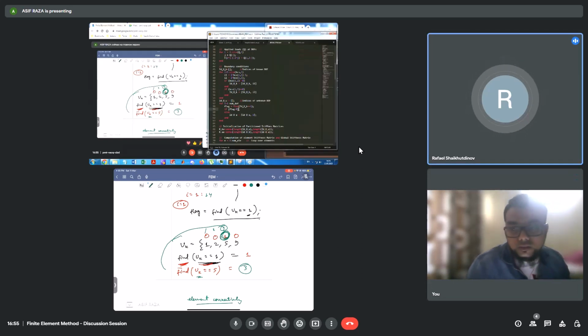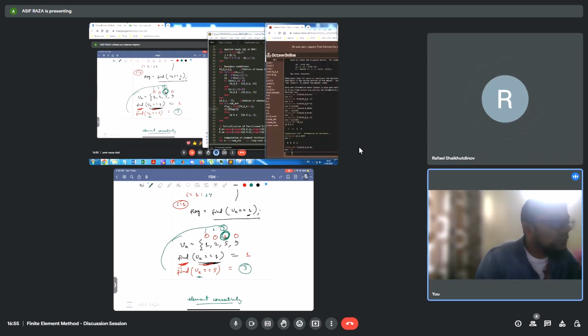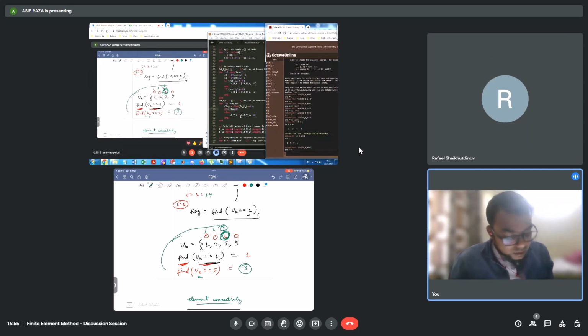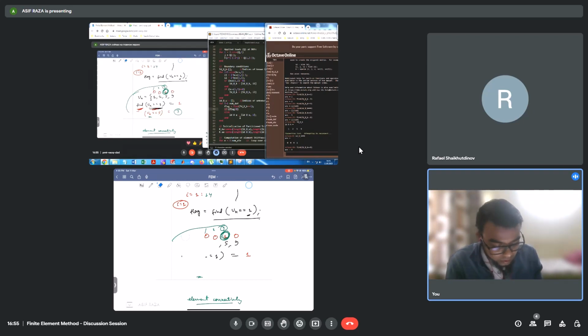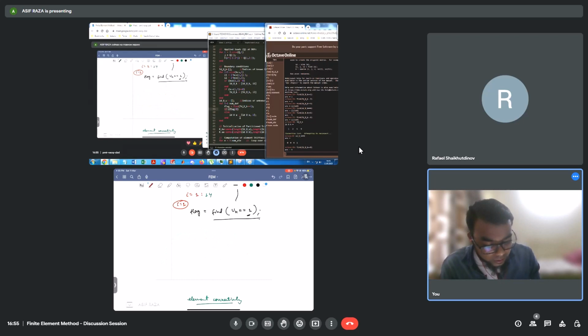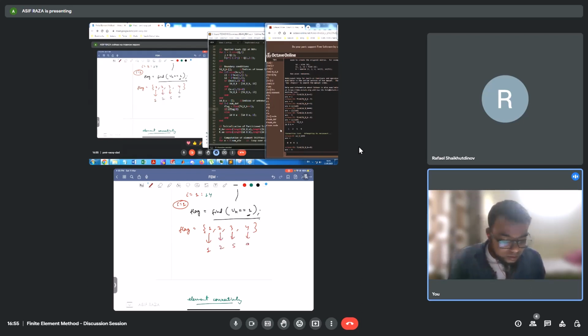I'm just checking the condition here. So if flag is greater than 0, okay. Now let's see one thing. This flag will be... what were the values? One, 2, 3, 4 values for I equal to 1, I equal to 2, I equal to 5, and I equal to 9, I think. Yeah.